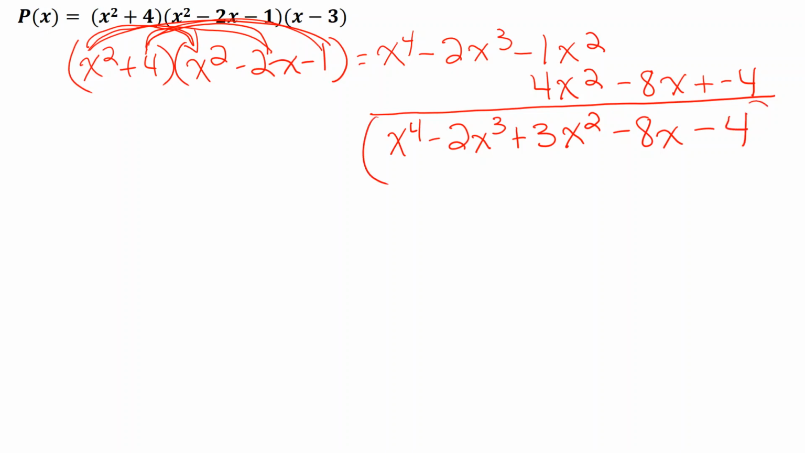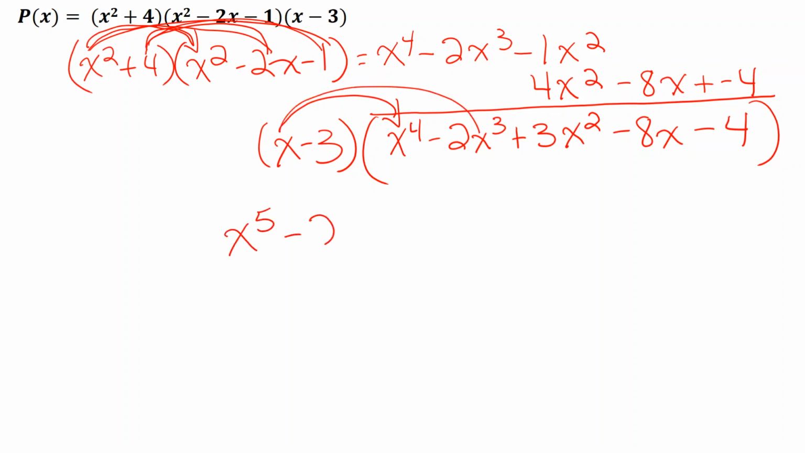So we're going to take that whole piece, and now we have to multiply it by x minus 3. All right, so now we're going to distribute this x to everything. So we're going to end up with x to the 5th. X times negative 2 is negative 2x to the 4th. Okay, and then plus 3x to the 3rd minus 8x squared minus 4x.